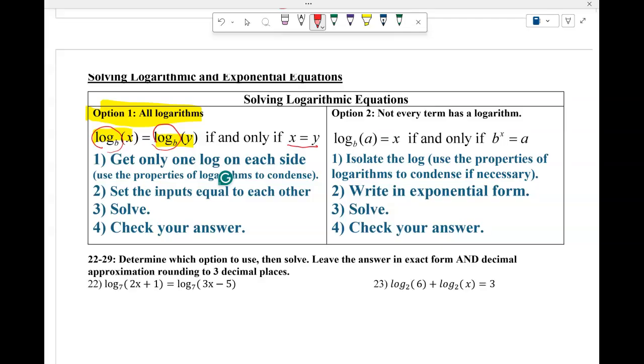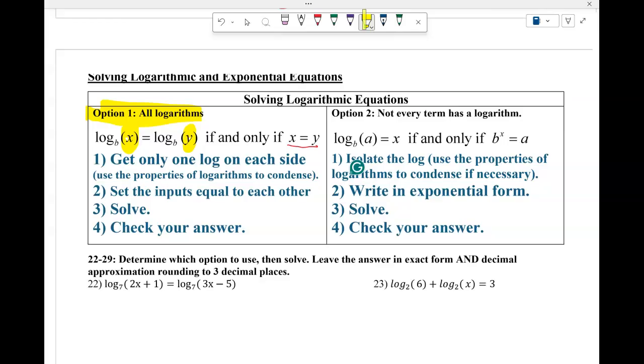Now, here are the steps, the guidelines. Number 1 says get only one log on each side, okay? Now, we have to use the properties of logs that we studied already from above. Set the inputs equal to each other. When we say the input, we are talking about what comes after log base. So the input is x on the left, and the input is y on the right side. Then you're going to solve, and then make sure we check our answer to see if the left and the right are equal to each other.